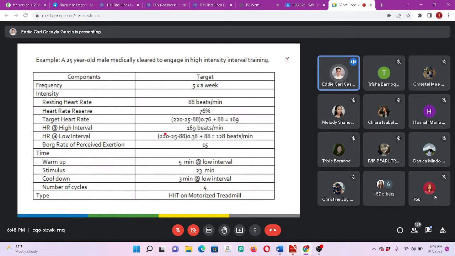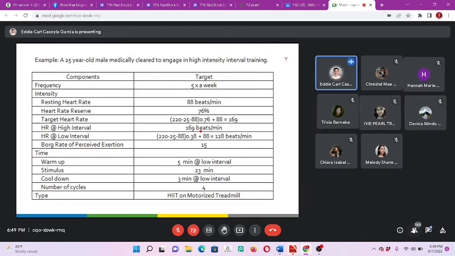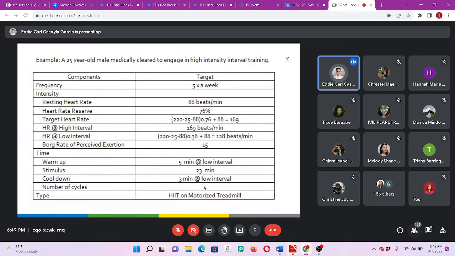So this is your limit for your heart rate at high interval. Okay, so if you go beyond your heart rate at high interval, probably you will experience fatigue, dizziness, or shortness of breath. So that's why it is very important that you know your target heart rate at high interval, so that you already have a guide. We will not go beyond 169 beats per minute in doing routines, for example.